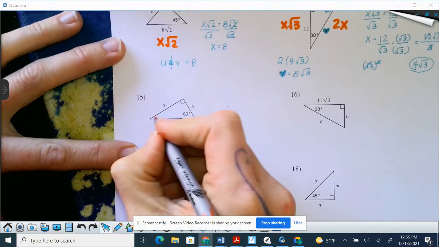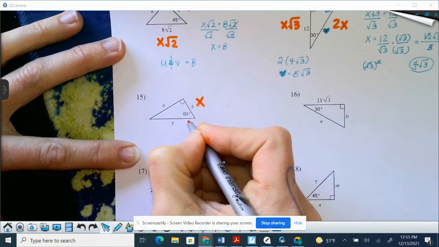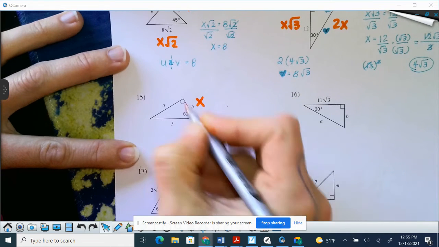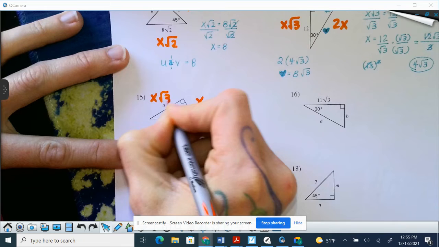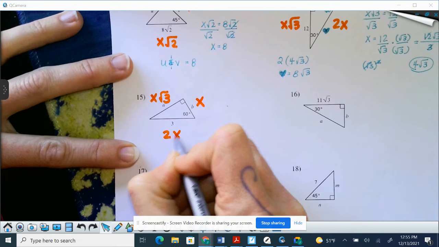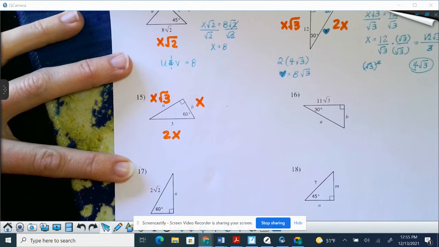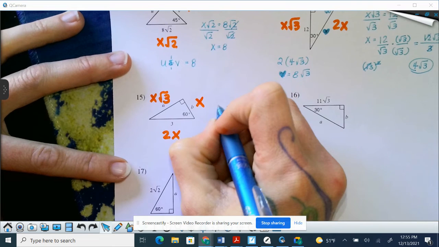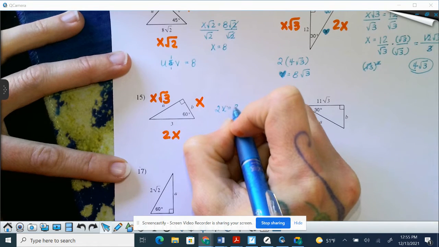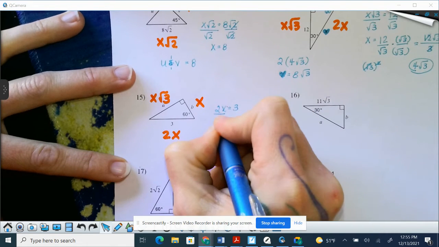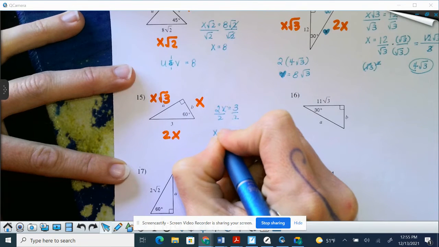So across from 30 is always x. Across from 60 is always x square roots of 3, and our hypotenuse is always 2x. So with that said, 2x is equal to 3. So we're going to divide by 2. x equals 3 over 2.